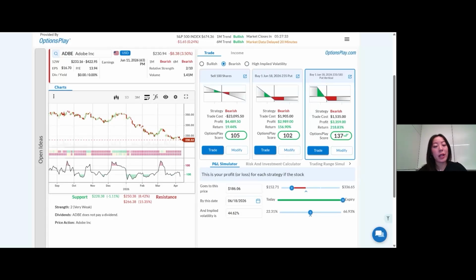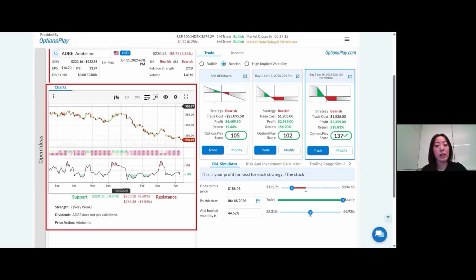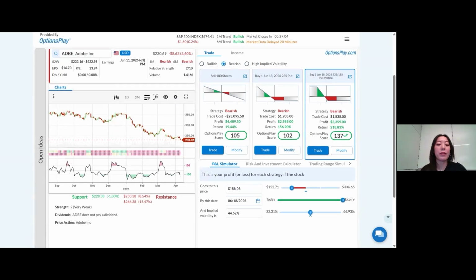But a couple things I would highlight just in this panel is you can take a look at the price trend. So in this case, OptionsPlay thinks that Adobe is going to be bearish in the next month as well as the next 6 months. And there's also quite an interactive chart here, a lot of customizable features. You can change the chart type, you can draw your own lines, you can also add certain studies as well. At the bottom here, you have your support and resistance prices that OptionsPlay has generated for Adobe, as well as the score or the strength of the price movement for Adobe.